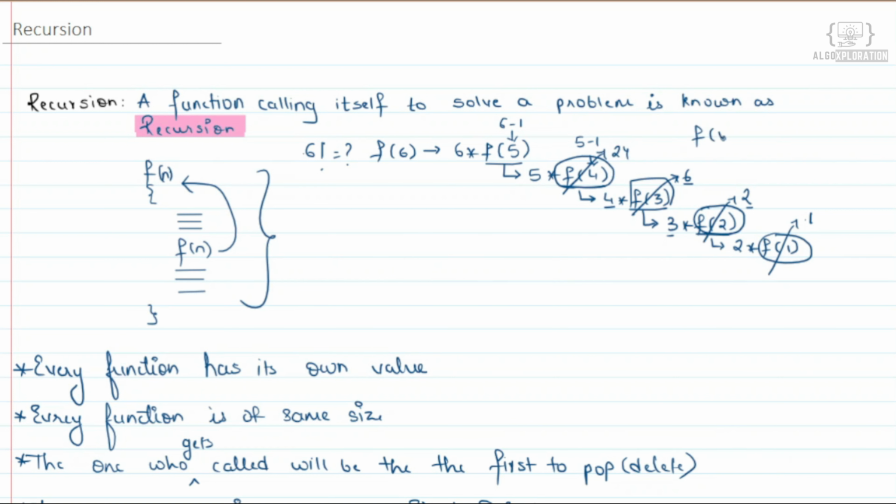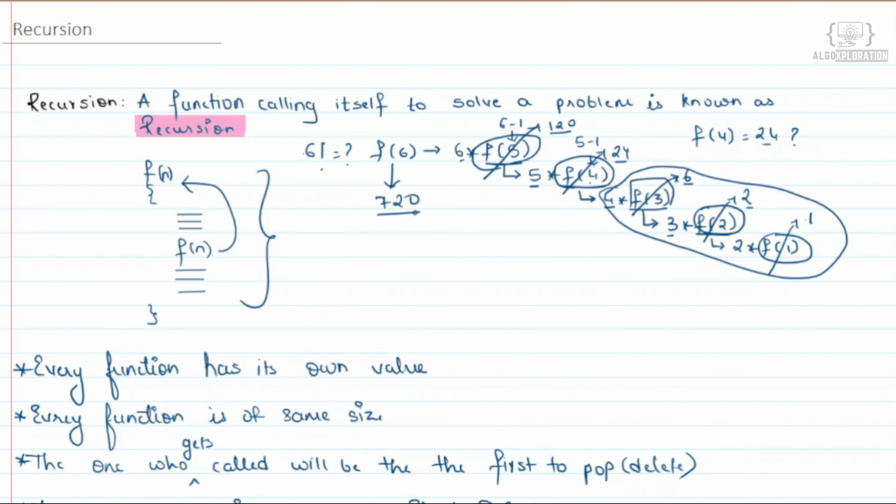Why is f of 4 24? Because f of 4 is doing this stuff, and till now we got 24 as an answer. So f of 4 is 24. Similarly, 5 into 24 is 120. So f of 5 is 120. Now 6 into 120 is 720. So f of 6 is 720. So in this way we find the factorial of the number 6.